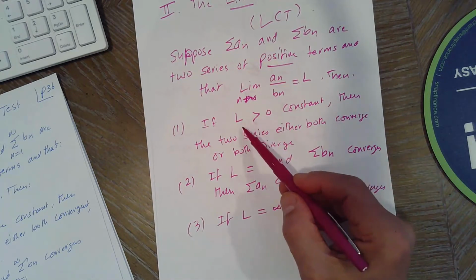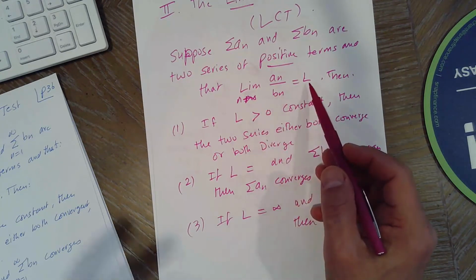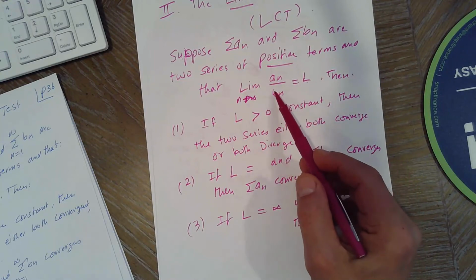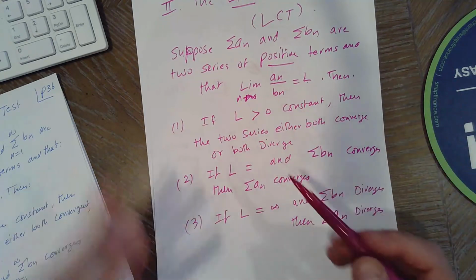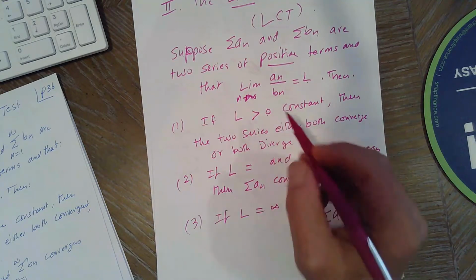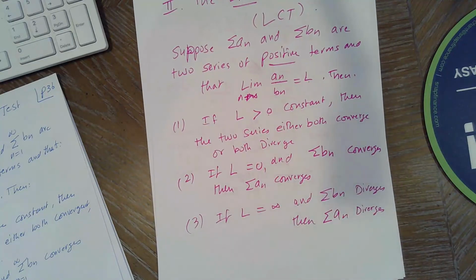Now remember, we don't talk about negative value for L. It's not going to be negative because both of these are positive, okay? So that's why there's no negative for L here. So if L is positive, if L is 0, and if L is infinity.